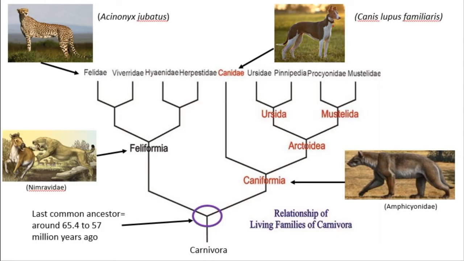A similar situation is observed in the cheetah and greyhound. Although both are in the order Carnivora, cheetahs, Actinonyx jubatus, are part of the suborder Feliformia in the Felidae family, and greyhounds, Canis lupus familiaris, are in the suborder Caniformia in the Canidae family, with each lineage having diverged from the last common ancestor around 65.4 to 57 million years ago. Despite the millions of years of divergence, the morphology of the two animals appears very similar.